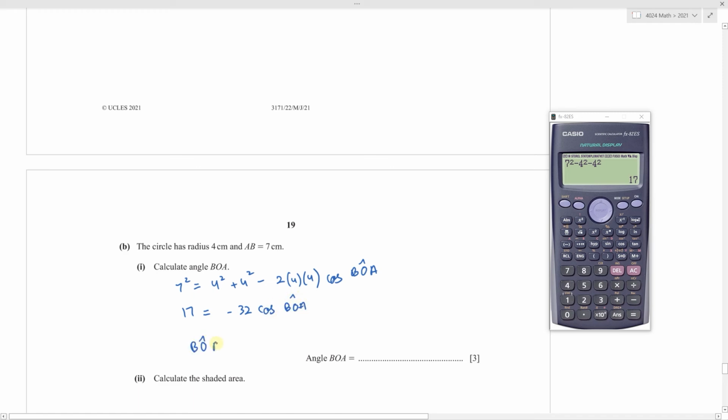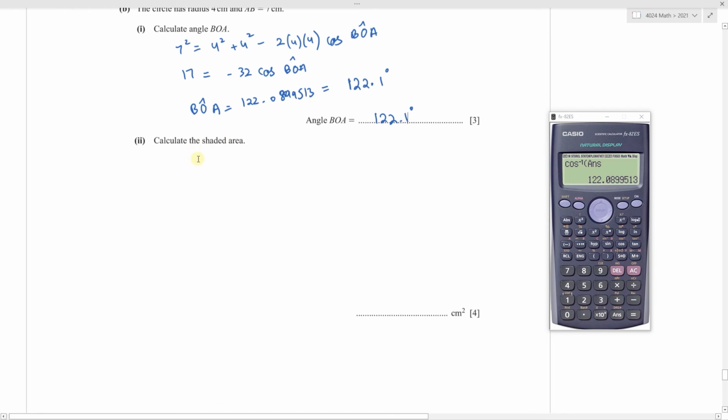So let's calculate angle BOA from this. 17 divided by minus 32 and then cos inverse. So this is 122.08995513, and I can write it as 122.1 degrees up to one decimal place. So 122.1 degrees.